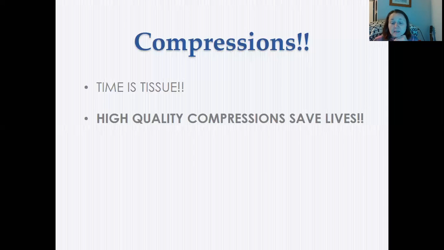So consistent high quality chest compressions are essential for successful cardiac arrest resuscitation. Each compression should be at a depth of at least, and I'm talking about adults right now, at least 2 inches. And when you are pumping on somebody's chest, that is a lot harder than what you think it is. Hopefully when we do our activity, you'll get a chance to practice compressions. If you have never done compressions on a person before, it is harder than what you think.